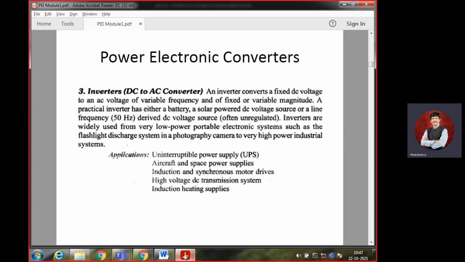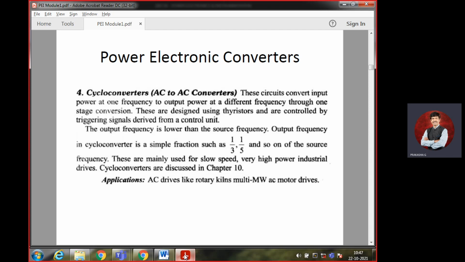Next, induction and synchronous motor drives, high voltage DC transmission system, induction heating supplies. These are the examples of your DC to AC conversion. Next, the two types. Cycloconverters, that is AC to AC with variable frequency. AC to AC with variable frequency is what we'll call a cycloconverter. AC to DC, DC to DC, DC to AC, we have finished.